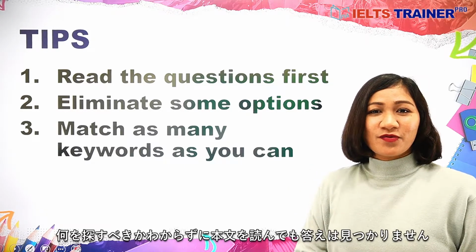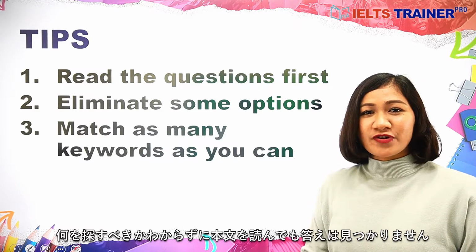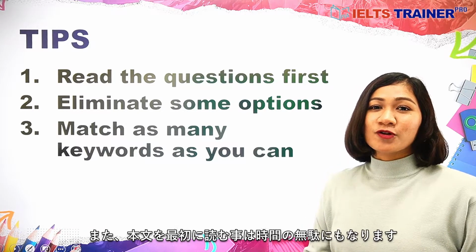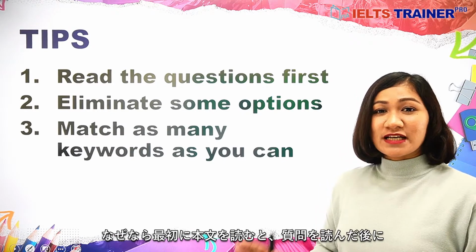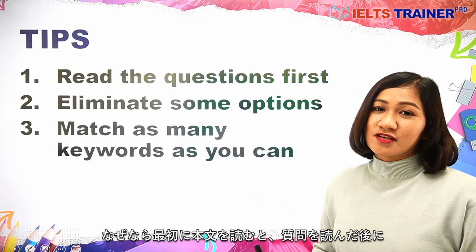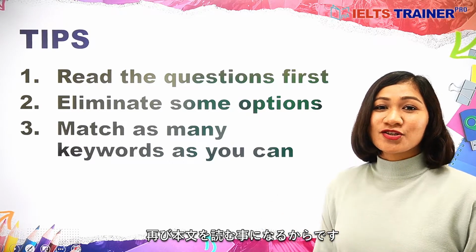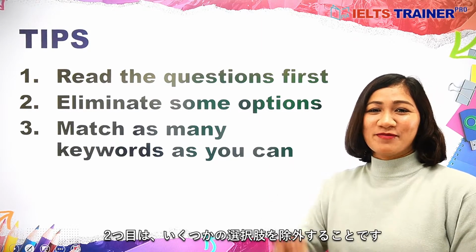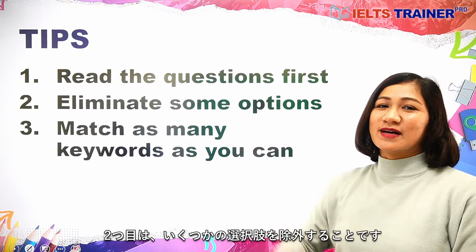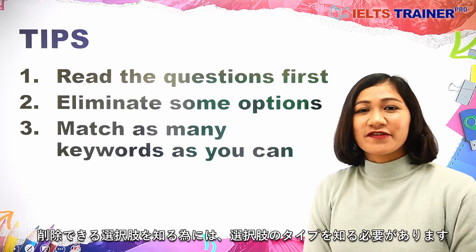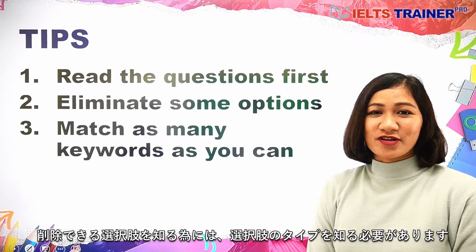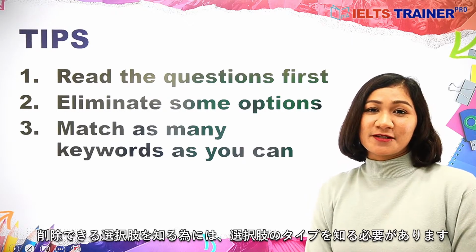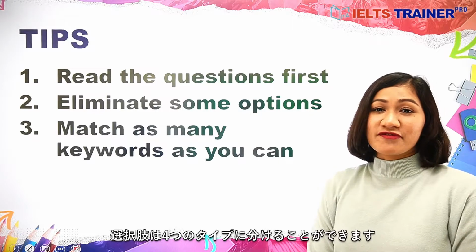Reading the text without knowing what to look for is like reading blind. Besides, it will also waste a lot of your precious time because you have to read the passage first, read the questions, and then go back to the passage to read it once more. Tip number 2 is to eliminate some options. It is worth knowing the different types of options used in the test in order for us to know which ones to eliminate. And there are usually 4.